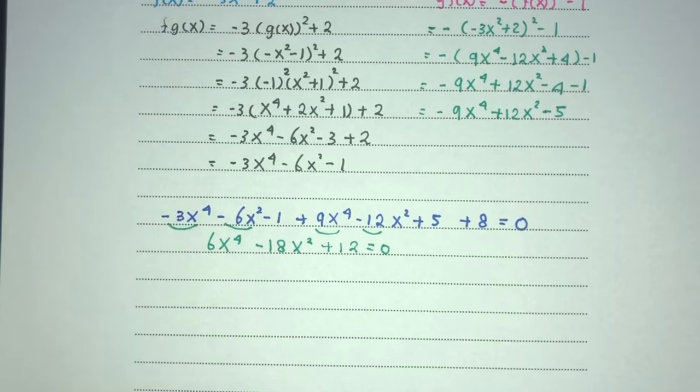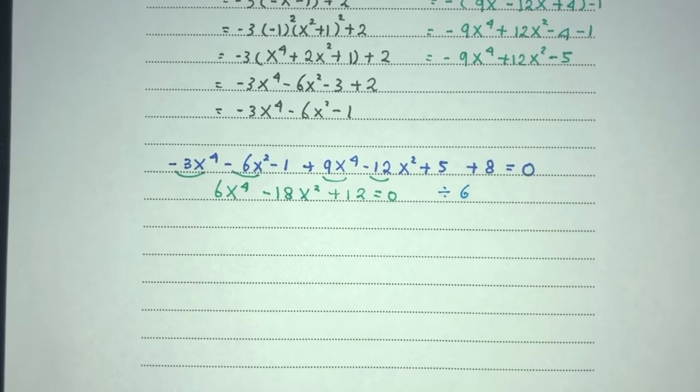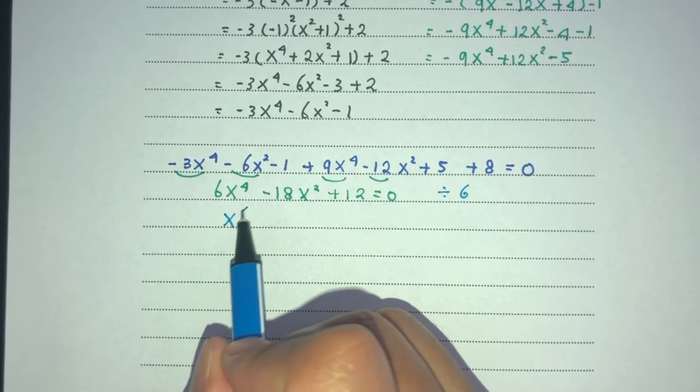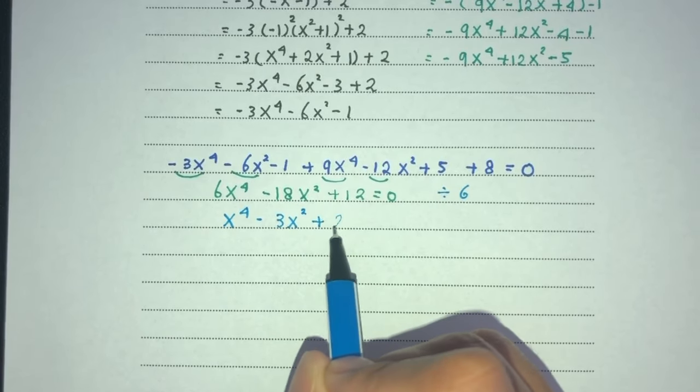Now by observation, you can see every one is a multiple of 6, so divide by 6 everywhere. Now why do I do this? It is to simplify the equation. You will have x power 4 minus 3x power 2 plus 2.